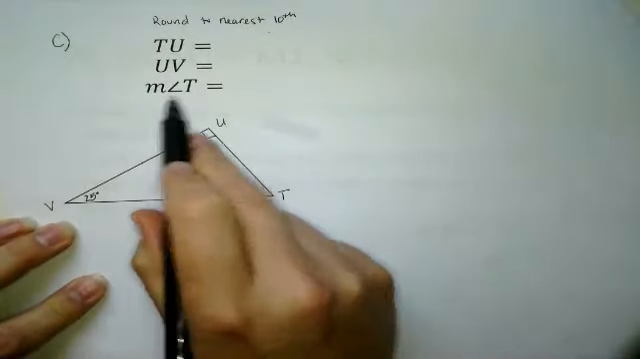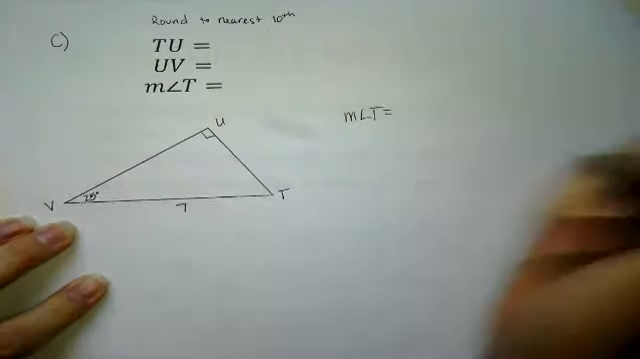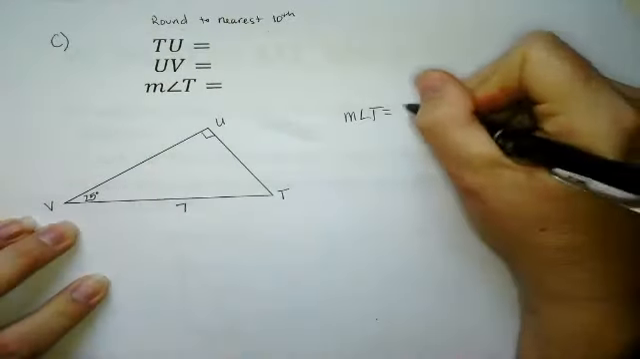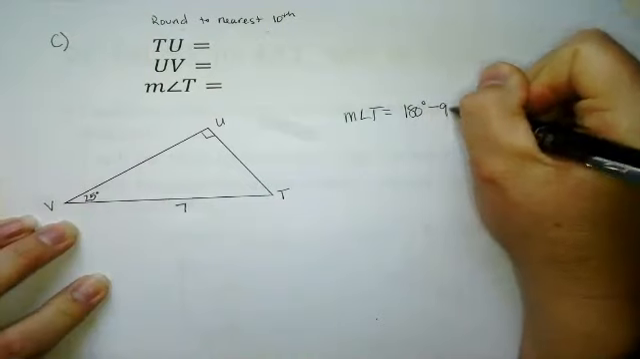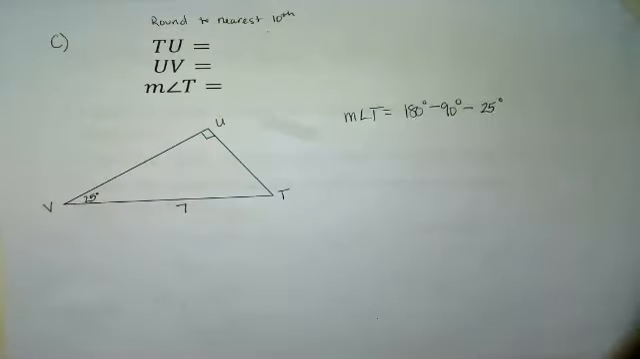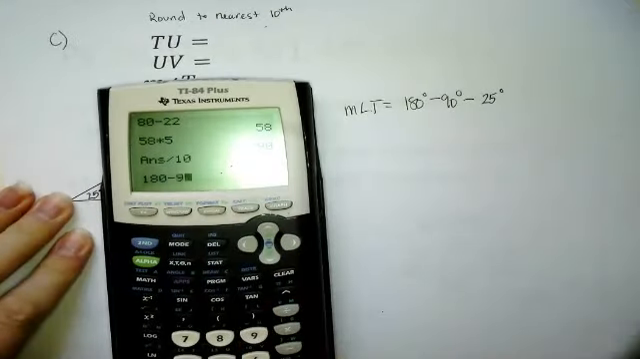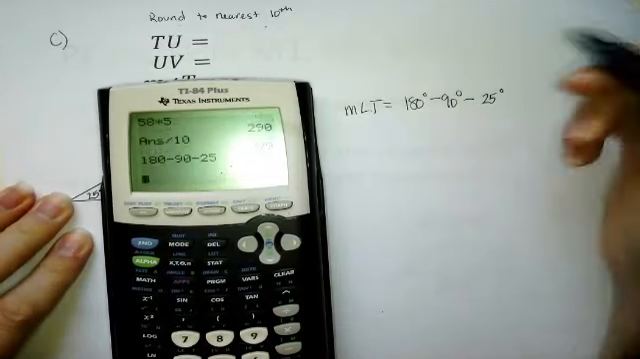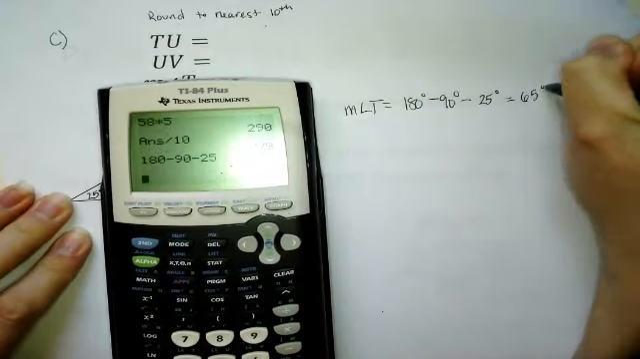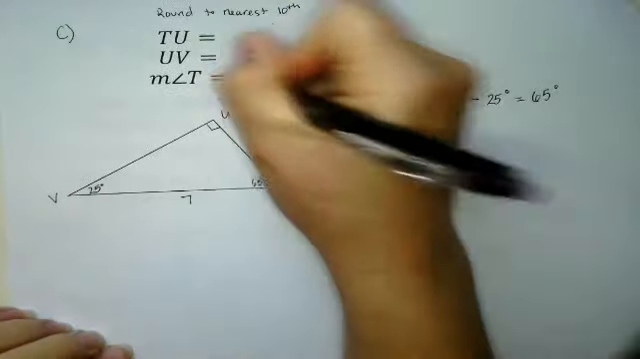First, I know I can figure out the measure of angle T. The measure of angle T, well, that's pretty easy. We know a triangle has 180 degrees minus our 90-degree angle minus our 25-degree angle. And so I'm just going to use my calculator, 180 minus 90 minus 25, and that is going to be 65 degrees. So I know that measure of angle T is 65 degrees.